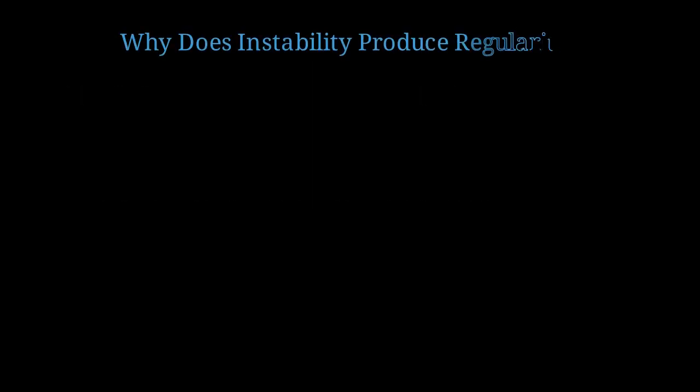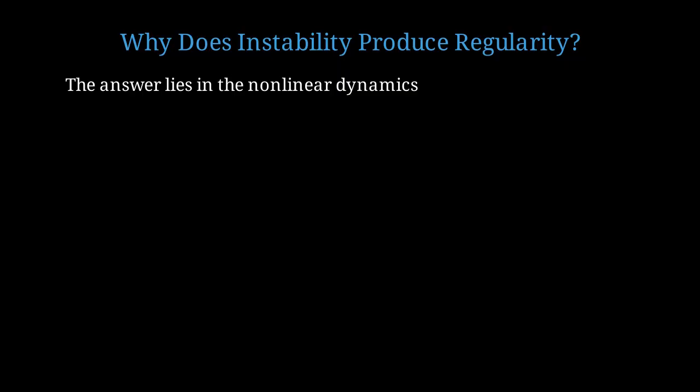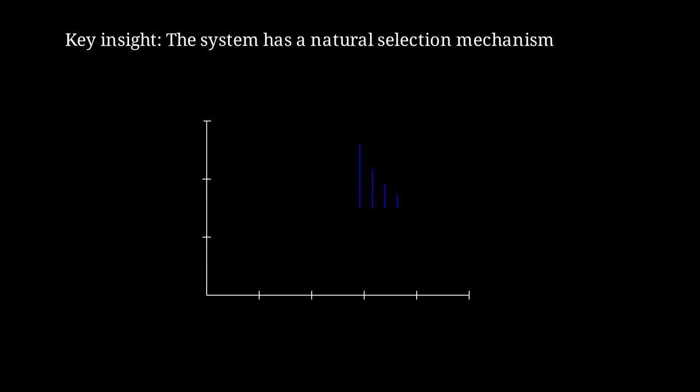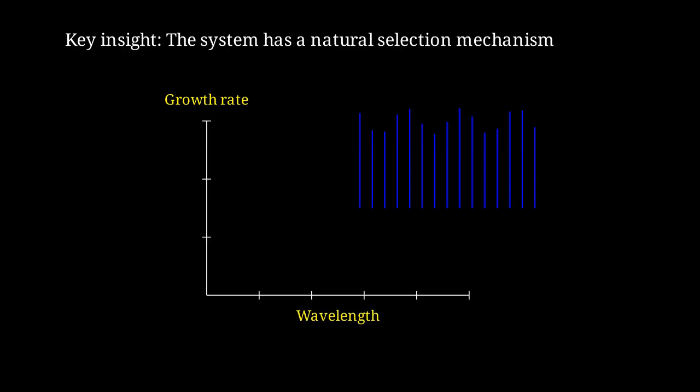Now we come to the central question. Why does instability produce such remarkable regularity? The answer lies in the nonlinear dynamics of the breakup process. Here's the key insight. The system has a natural selection mechanism that picks out a preferred frequency. There's a spectrum of possible perturbation wavelengths, but only one wavelength has the maximum growth rate. That's the one that wins.